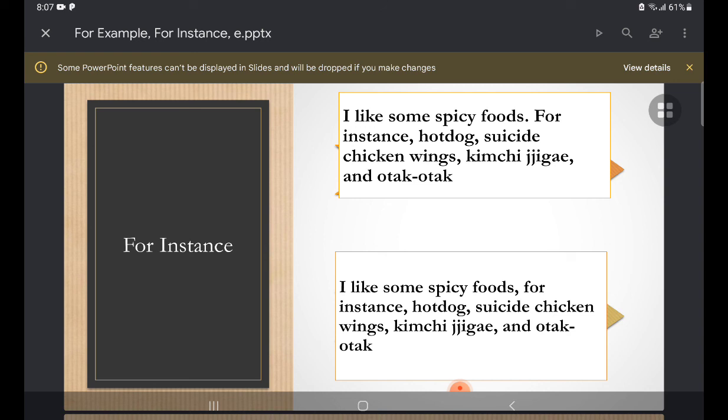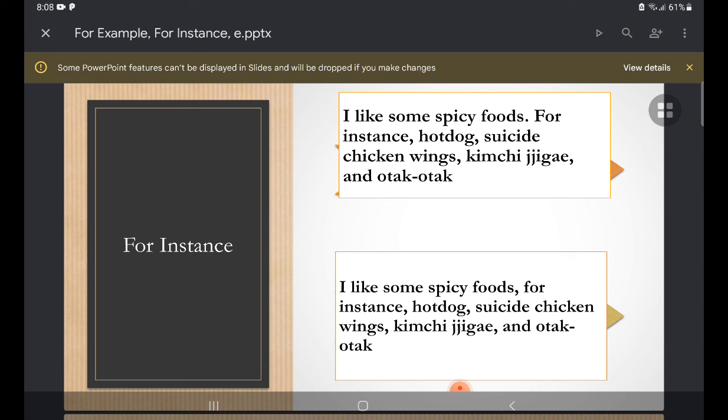And also, we have the same rules for "for instance" when it is small. It should be divided by two commas and made into one sentence. For example: I like some spicy food, for instance, hot dog, chicken wings, kimchi jjigae, and otak-otak.